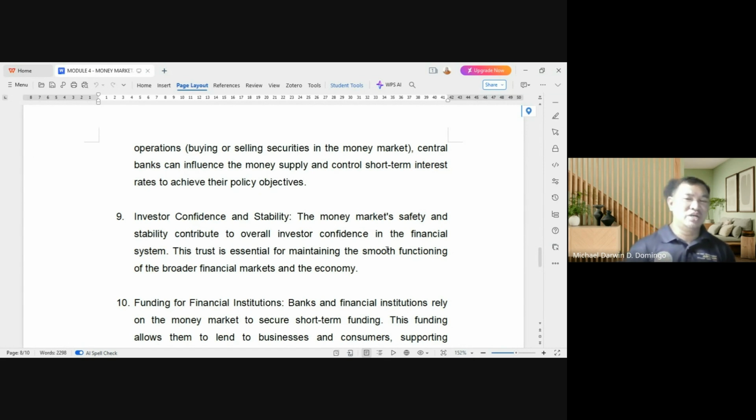So the money market safety and stability contributes to overall investors' confidence. Siyempre guys, mas tumataas ang kumpiyansa natin if we know that the security is working well and siyempre you're earning. So yung confidence level mo is talaga mag-boost. Okay? Fundings for financial institutions. So parang katulad din yan yung fundings ng government. Okay? Pero ito pwede kasing sa private. Yan, pwedeng sa private to.